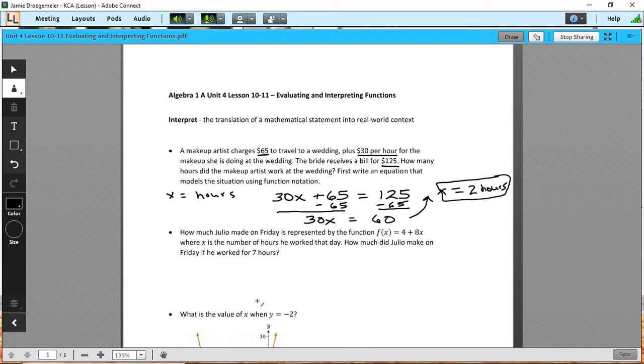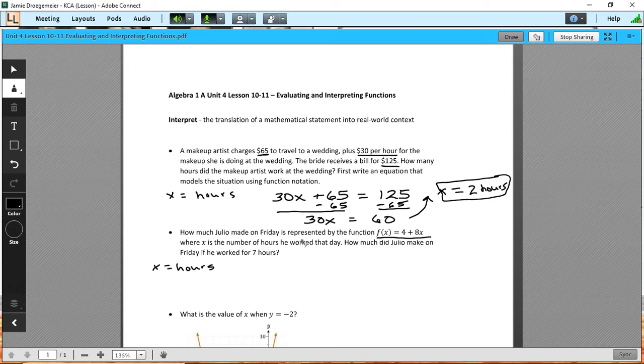All right, second question here says how much Julio made on Friday is represented by the function f of x equals 4 plus 8x, where x represents the number of hours he worked that day. So again, our variable, they've defined it for us. X is the number of hours, and they're telling us that this represents how much money he made on that day. And so the question here now is, how much did he make on Friday if he worked for 7 hours?